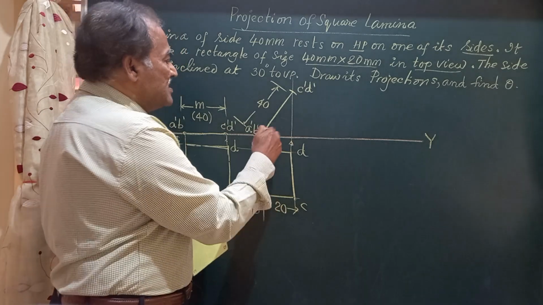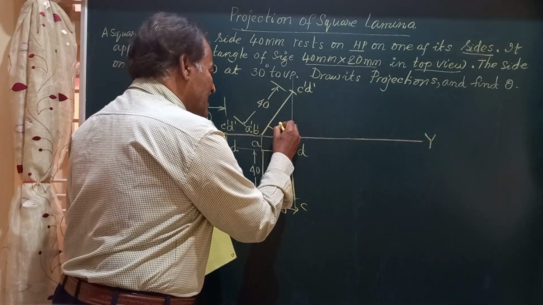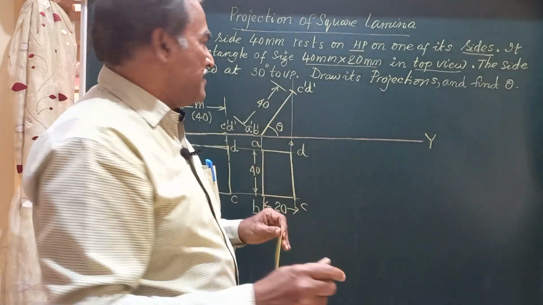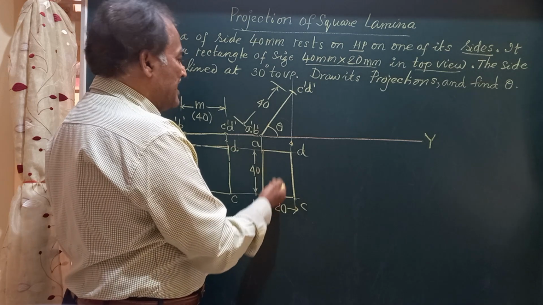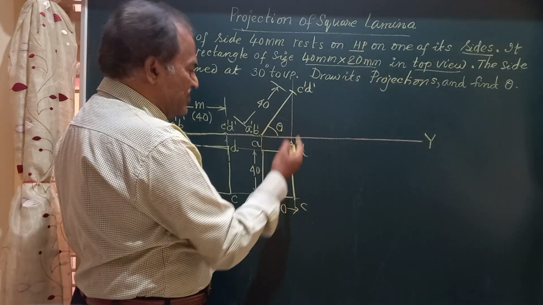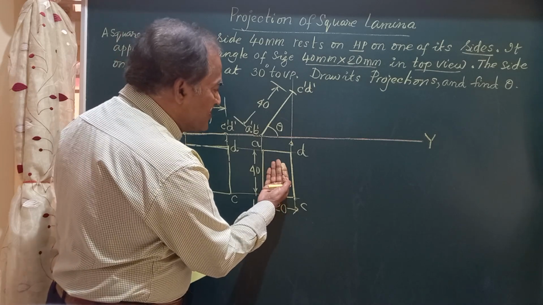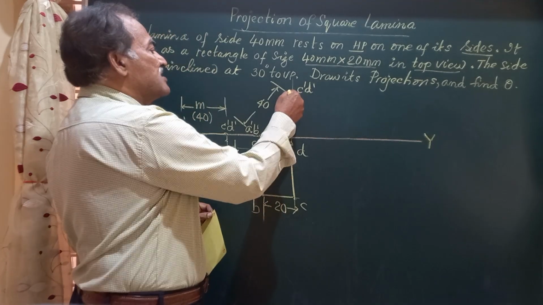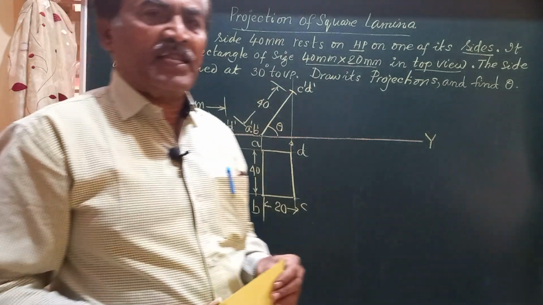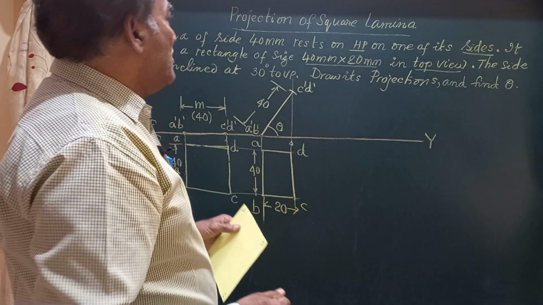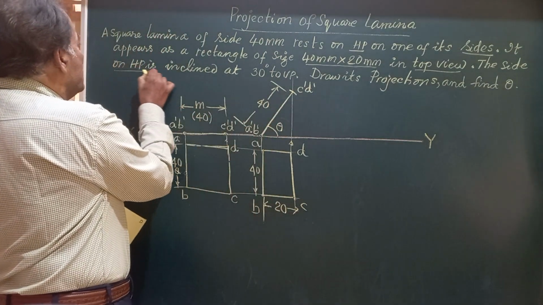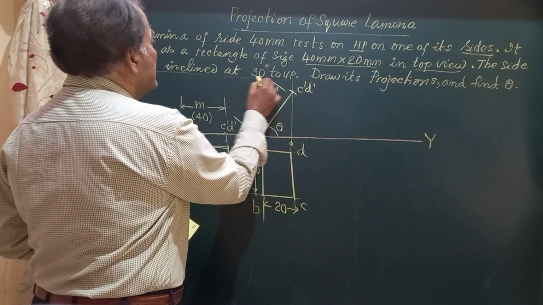Friends, for this particular value of theta, the angle made by the surface of the lamina with HP, you are going to get a rectangle in the top view. So when they give you the inclination of the surface, you can get the top view, and when the top view is specified, you will be able to get the front view and the corresponding inclination of the surface of the lamina with HP. Now friends, coming to the next part, the side on HP inclined at 30 degrees to VP.